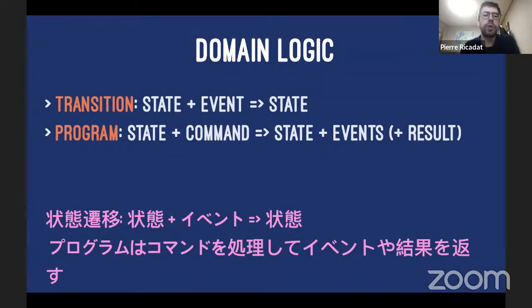Then we have what we call programs. With a program, you have a state and you receive a command, so the client wants to do something, and then you get a new state with a list of events that have been triggered, and maybe also a result. Those are the two main pieces of domain logic that we have. I'm mostly going to focus on programs here, because transitions are kind of included in programs.